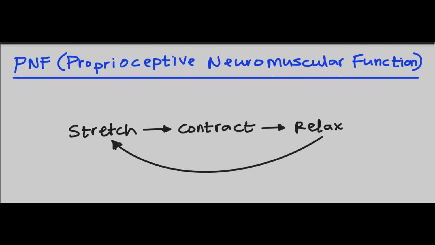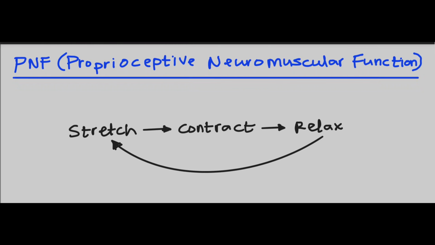PNF, which stands for proprioceptive neuromuscular facilitation, is a type of stretching where you stretch and then you contract the muscle and then you relax and then you stretch again. The second time you'll be able to go for a deeper stretch.